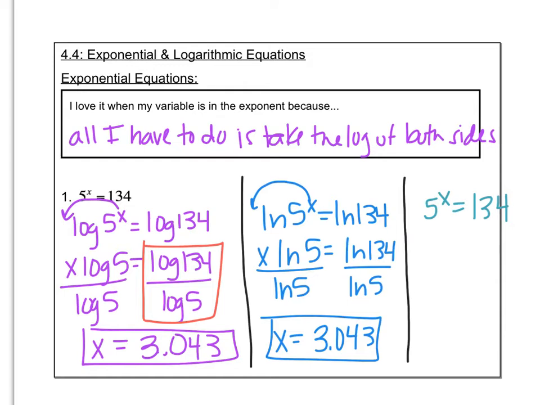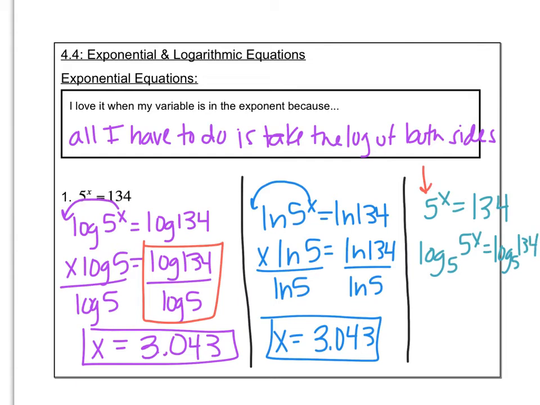So what I like to do is I literally like to look at that 5, and I like to think to myself, how am I going to cancel out something that has a base of 5? Well, to cancel out a base of 5, I have to have a log base 5. So I literally will take the log base 5 on both sides.